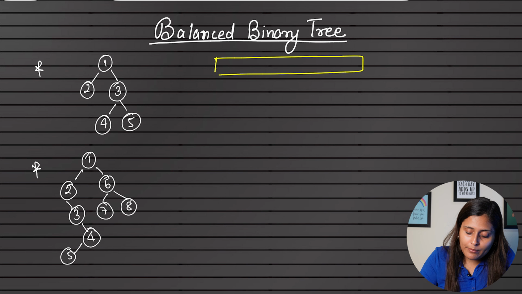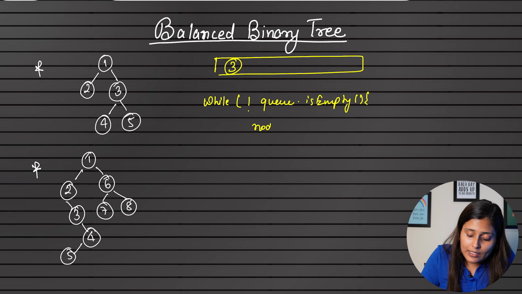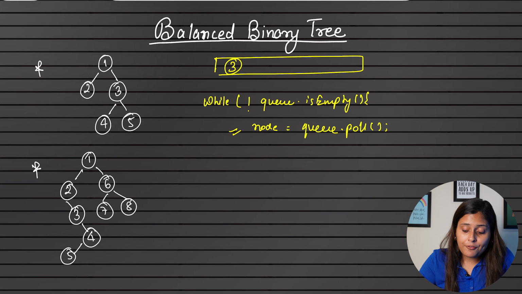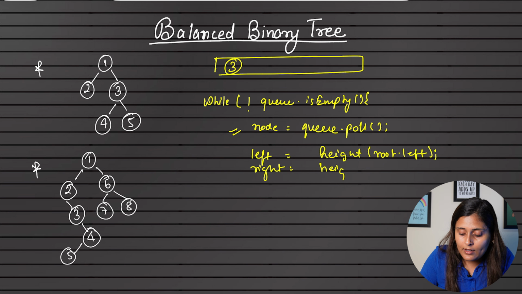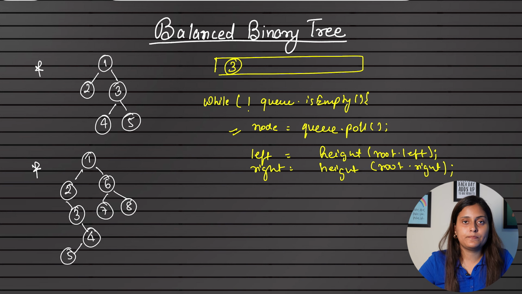So first of all, for any BFS code, the very first thing is to make a queue and insert the node. And now until our queue has any element, means until it is not empty, we'll pop the node from the queue. The node is equal to queue.poll. Once we have the node, I want left height and right height. So definitely I'll call for the left side and I'll call for the right side. I'll make a function, let's say height, where I'll do BFS level order traversal, correct? And I'll send root.left and I will send root.right, correct?